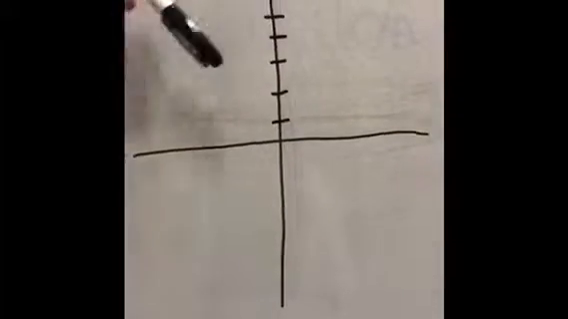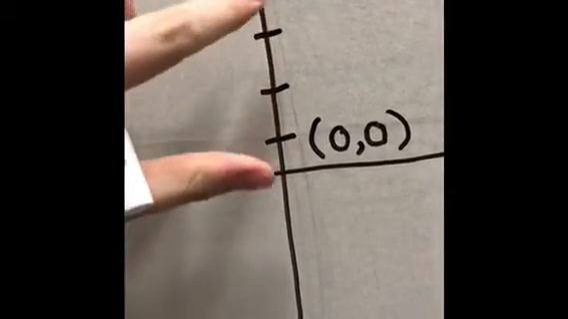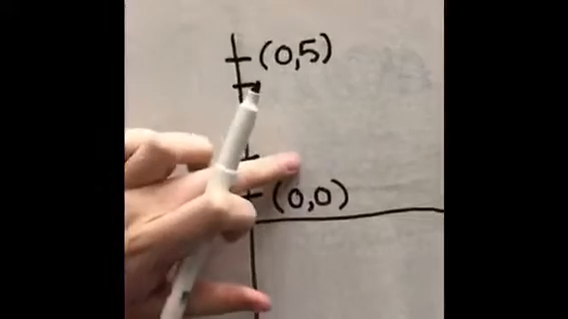So we are going to start off by drawing our coordinate plane here, and then I'm going to draw our 2 points. We have 0, 0 and 5, 0. And as you can see here, the distance between these 2 points is equal to 5.